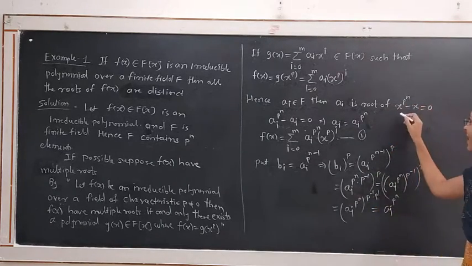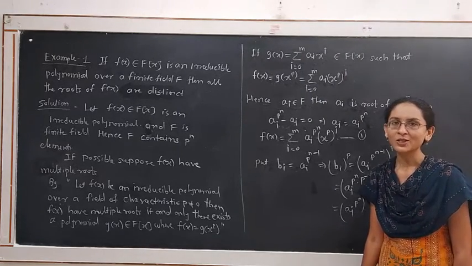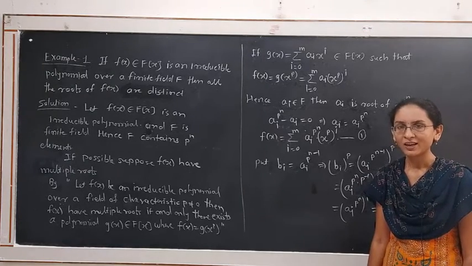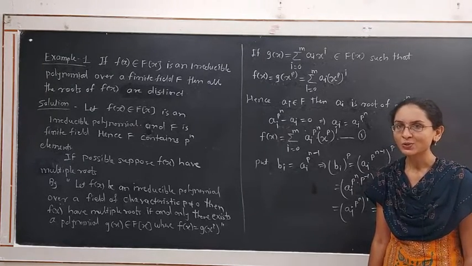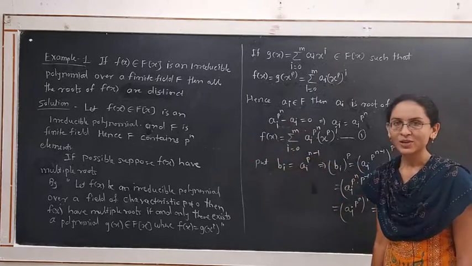Therefore, this polynomial x raised to p raised to n minus x has no multiple roots. All the roots of that polynomial are distinct, and being of degree p raised to n, it has at most p raised to n roots, which are distinct roots. Also, F is a field with p raised to n elements.